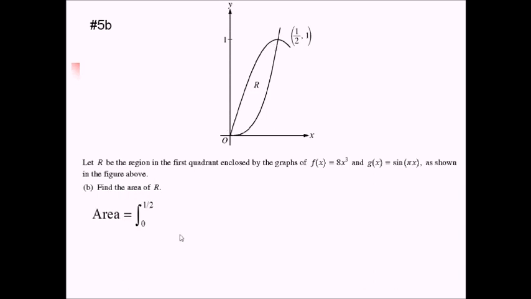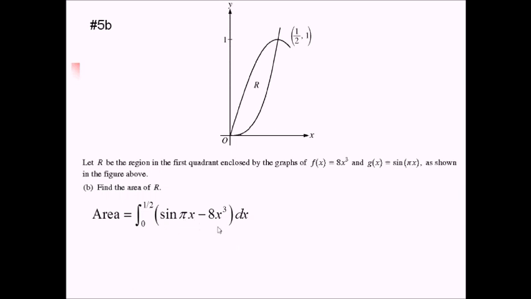So I'm going to have the integral from 0 to 1/2 of, now I need to do top minus bottom. The top function again was this sine function, g of x. So I'm going to have sine of pi x minus 8x cubed, all that with a dx outside. Doing this by hand, let me take my antiderivative. Antiderivative of sine of pi x, that is going to be negative cosine of pi x times 1 over pi.